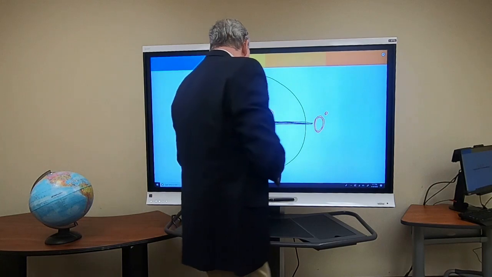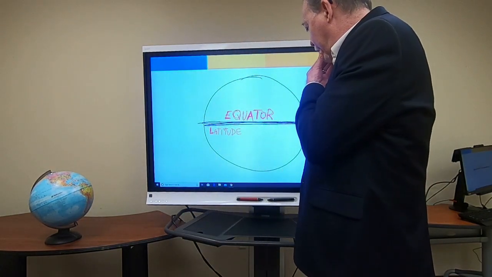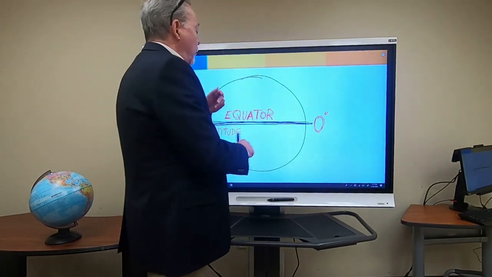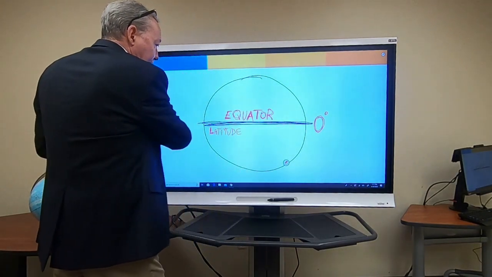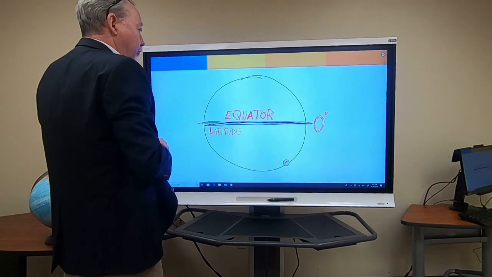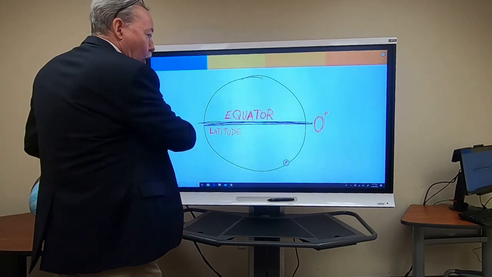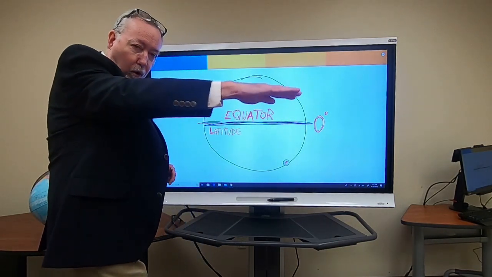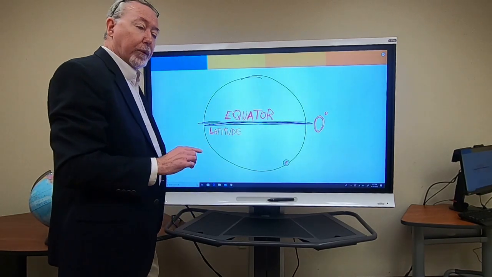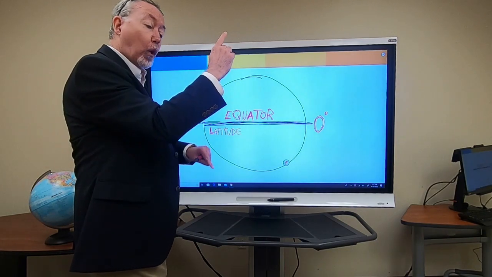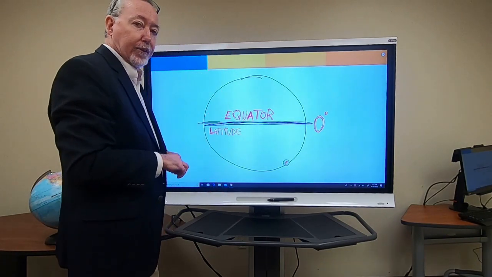All right, let's go ahead and add just a little bit more information to this before we go on. What do we use latitude lines for? Now they're going flat. Latitude, flatitude is what I always say. They're a horizontal line. That means they go across. But what do we use them for? We use them to determine how far north or how far south a place is located.